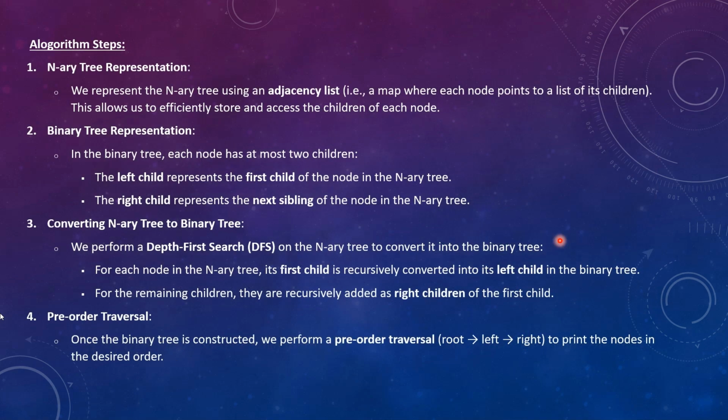This slide has the algorithm steps. So basically we first build an adjacency list to store the N-ary tree. Then we perform DFS on the N-ary tree to encode it into a binary tree. DFS is nothing but depth first search. And finally we implement the pre-order traversal for the encoded binary tree and print the results. Let's explore this in detail in the next slide with a sample example.